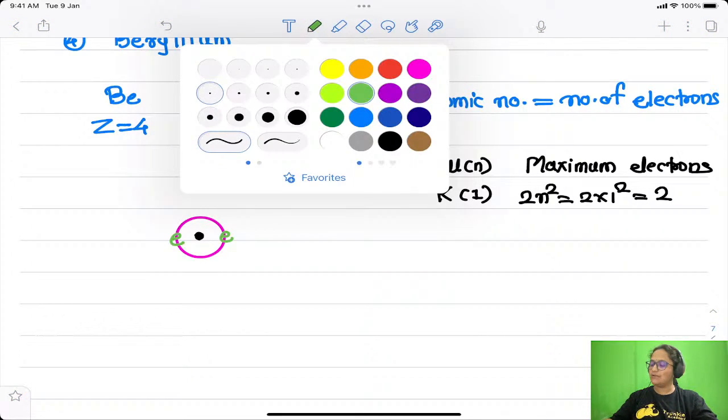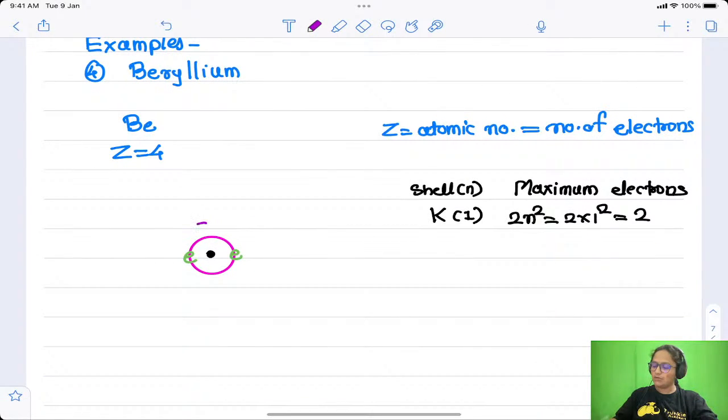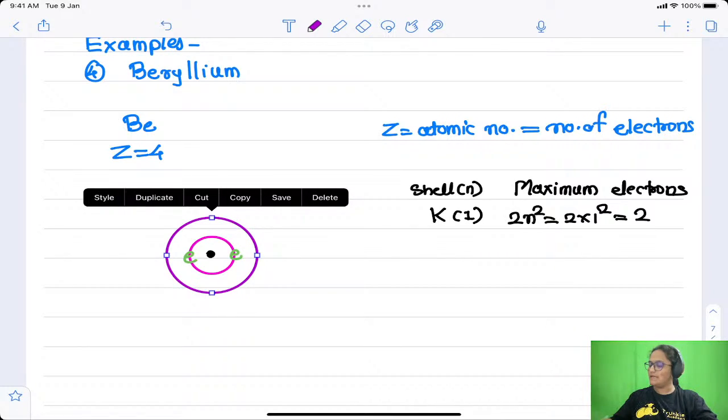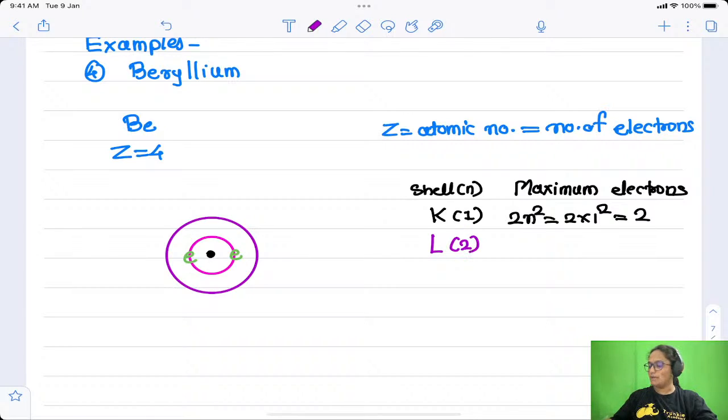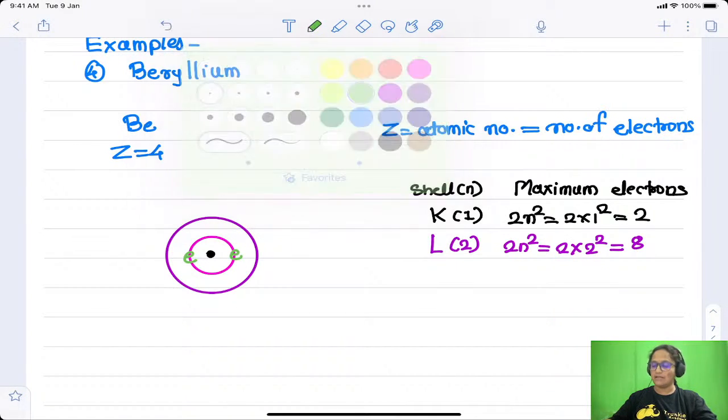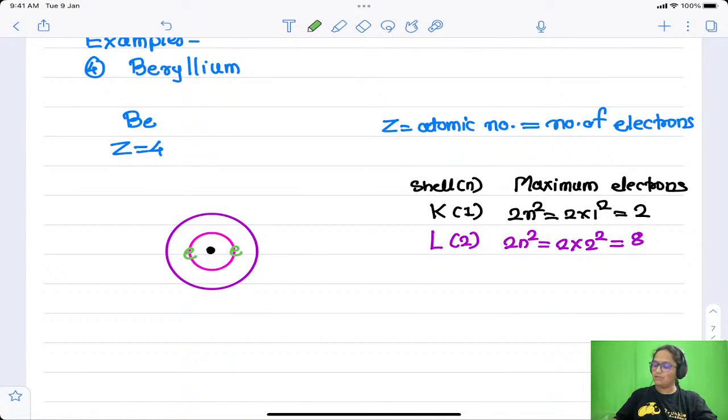What about the next electrons? The next electrons will enter the next shell. This next shell is the L shell, or second shell, for which the maximum number of electrons will be 2n square, 2 into 2 square, that is equal to 8 electrons. So maximum we can fill up to 8, but only 2 are remaining, so one will be here, another will be here. So this is the atomic model for the beryllium atom.